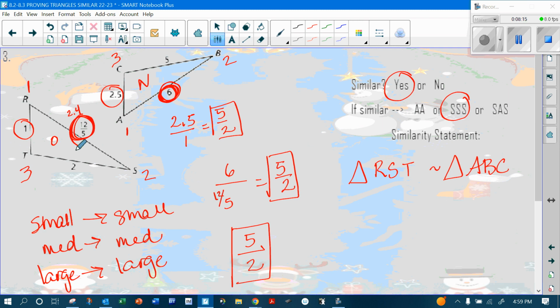Let's see, did I run this big side along this side? Okay, making sure that I got it in the right order. R along the large side, A along the large side. All right, making sure, because otherwise this statement is invalid if it's in the wrong order.